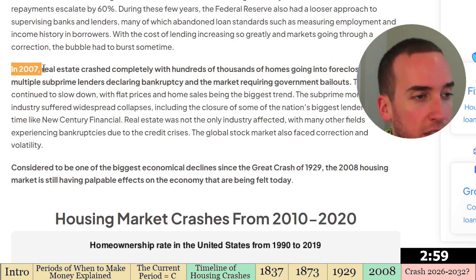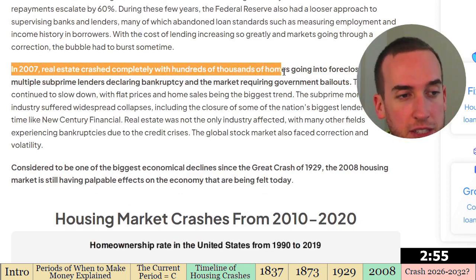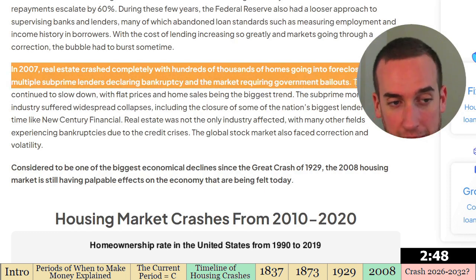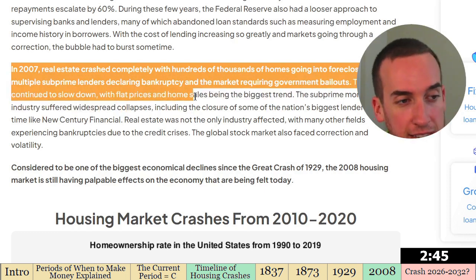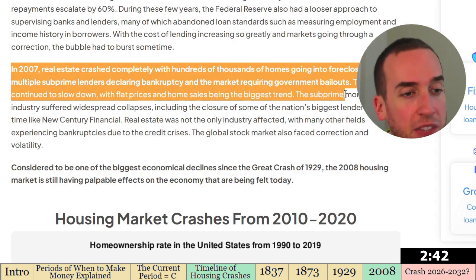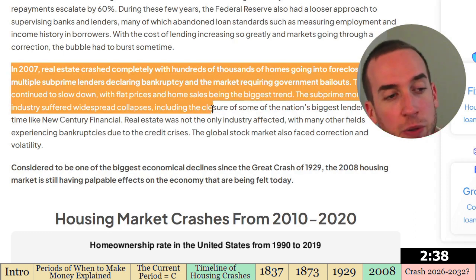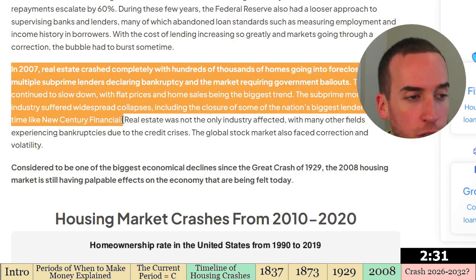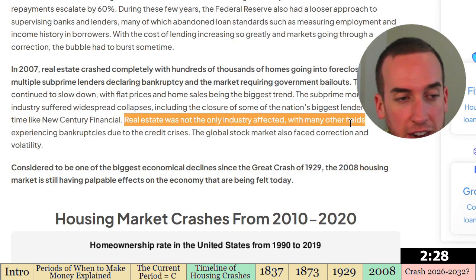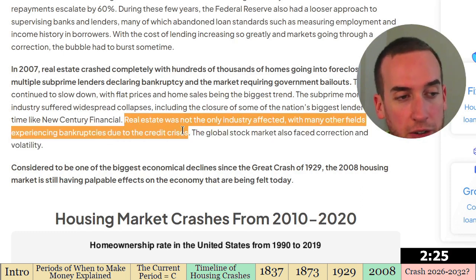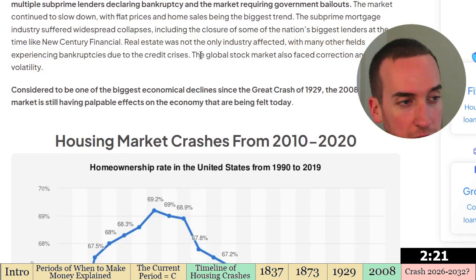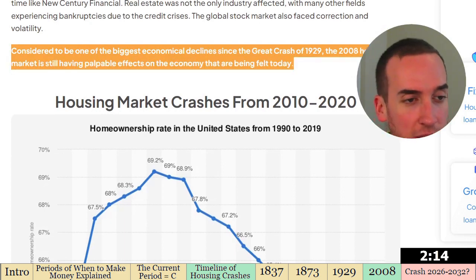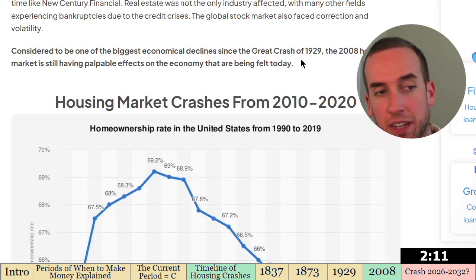All right. In 2007, real estate crashed completely with hundreds of thousands of homes going into foreclosure, multiple subprime lenders declaring bankruptcy, and the market requiring government bailouts. The market continued to slow down with flat prices and home sales being the biggest trend. The subprime mortgage industry suffered widespread collapses, including the closure of some of the nation's biggest lenders at the time, like New Century Financial. Real estate was not the only industry affected, with many other fields experiencing bankruptcies due to the credit crisis. The global stock market also faced correction and volatility. Considered to be one of the biggest economic downturns since the Great Crash of 1929, the 2008 housing market still has palpable effects on the economy that are being felt today.